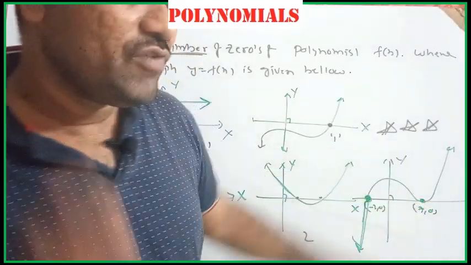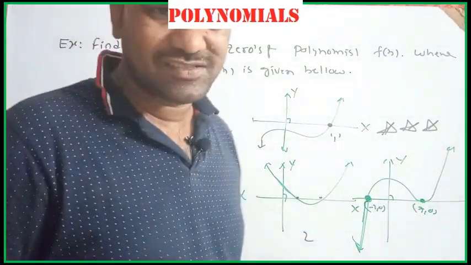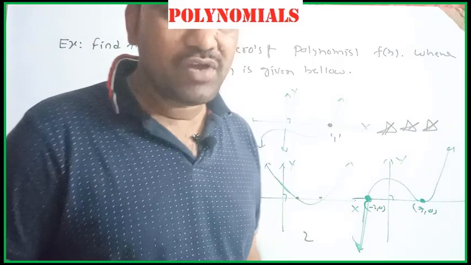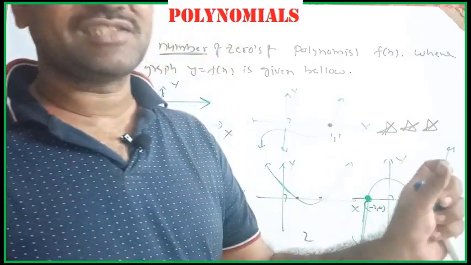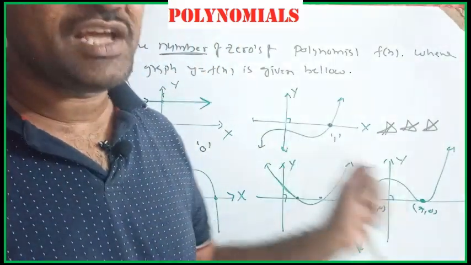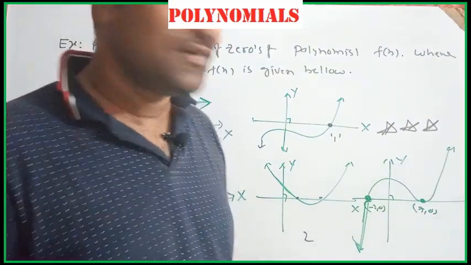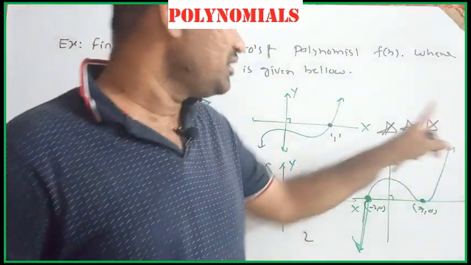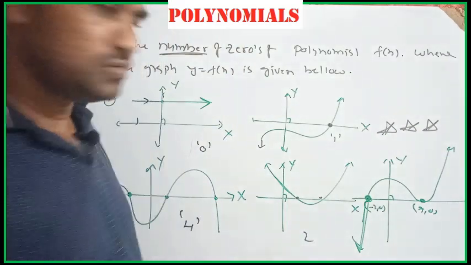Repeated zeros. If any curve touches the x-axis at the point alpha comma 0, we can say that the zeros of that polynomial are taken as alpha, alpha. Real zeros are taken as alpha, alpha for the polynomial. That's why for this polynomial, the number of zeros is 3, not 2.